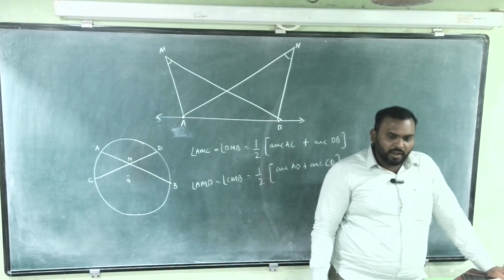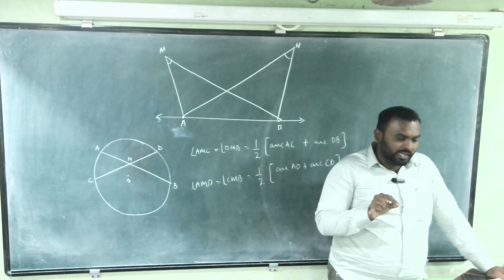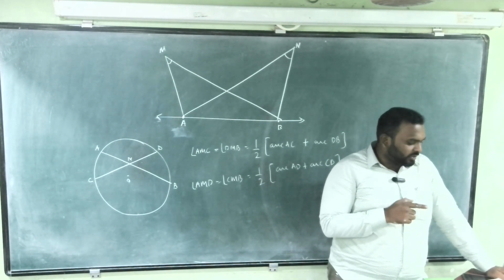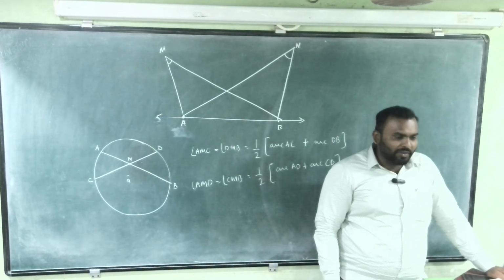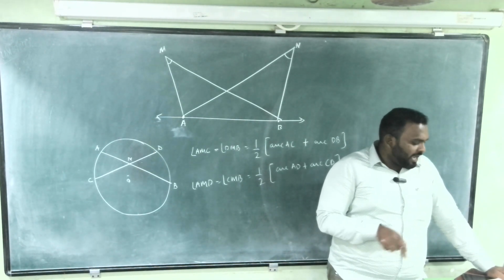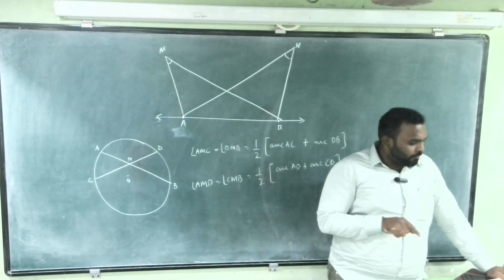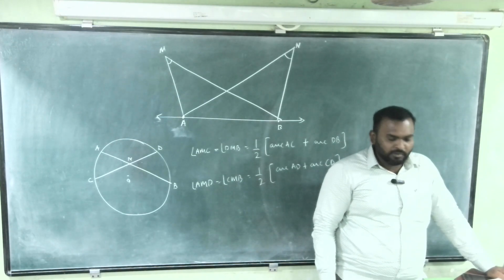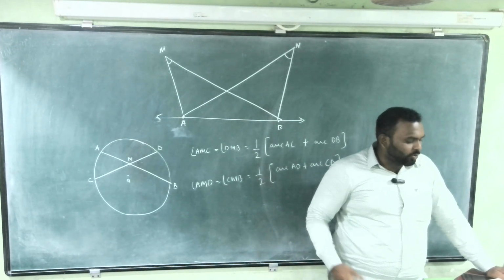ABE is how much? 180. Now ABE कौन सा आर्क को इंटरसेप्ट कर रहा है? AE और दूसरे साइड पे DC. बराबर? तो angle ABE will be equal to what? Half of AE plus DC. है ना? आर्क AE plus आर्क DC. है ना? तो उसमें देखो आर्क AE का मेजर दिया है, ABE का भी मेजर है, तो DC आराम से निकल जाएगा.